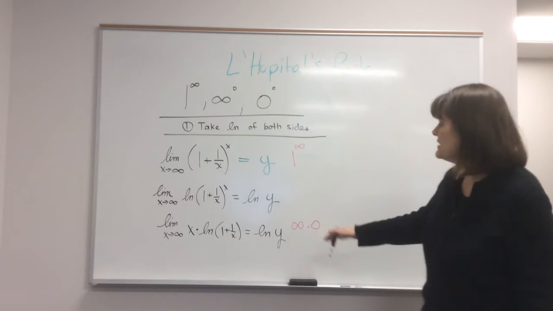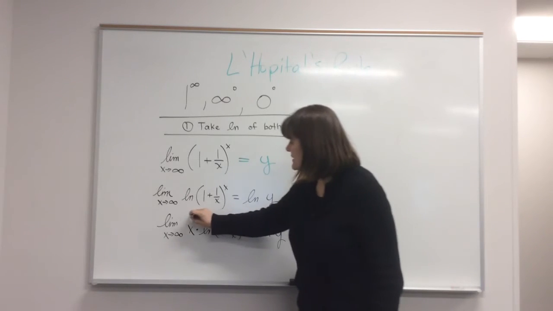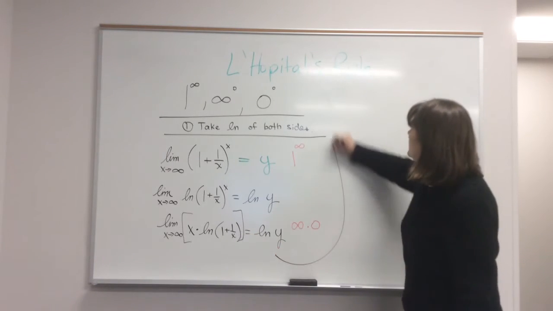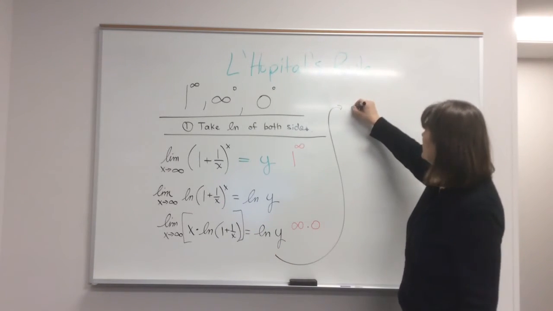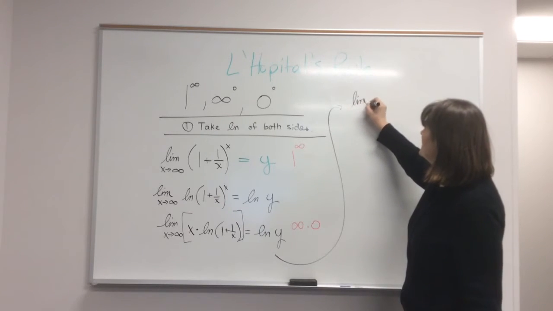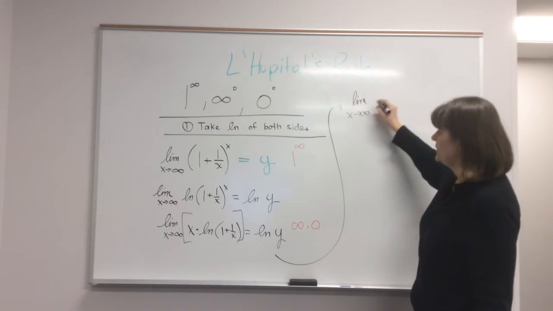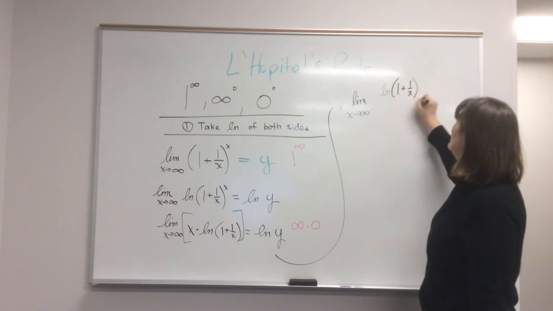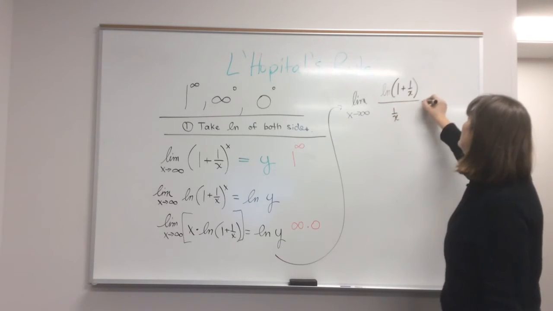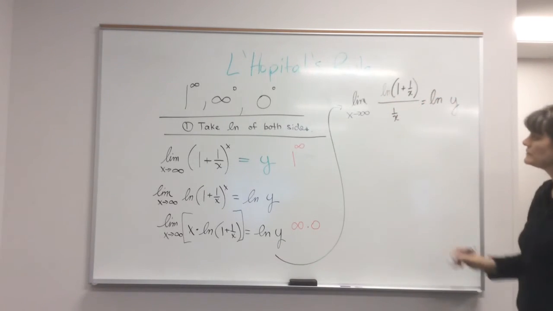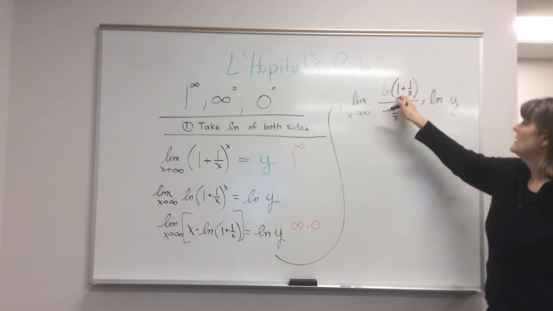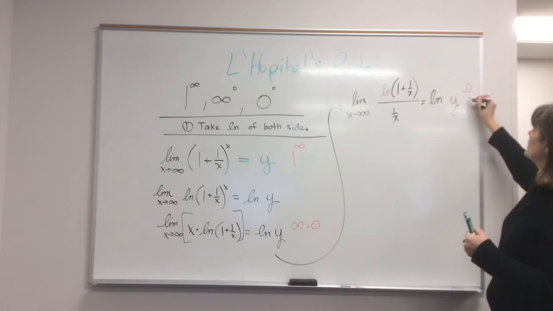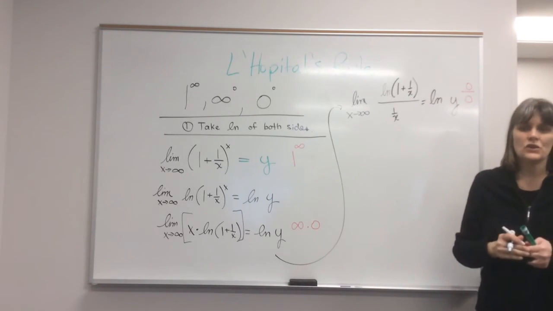Well, if we get infinity times 0, we need to rewrite this as a quotient. So, again, nothing's raised to a negative power, so I can move that x to the denominator. So we have the natural log of 1 plus 1 over x divided by 1 over x equals the natural log of y. Now when I plug in infinity, I get the natural log of 1, which is 0, over 1 over infinity, which is 0. Now we can do L'Hopital's rule.